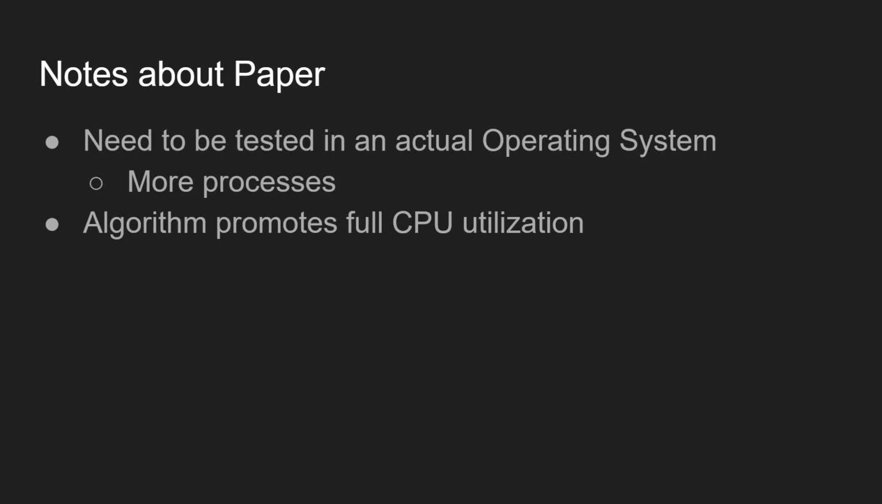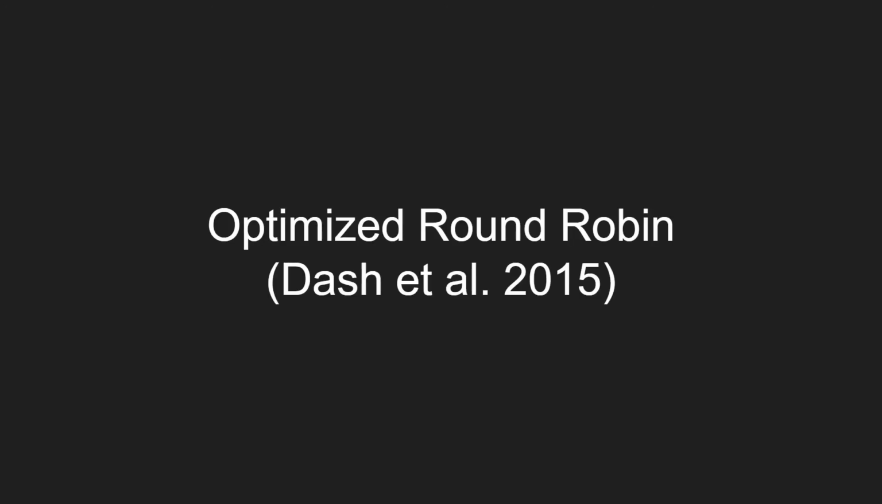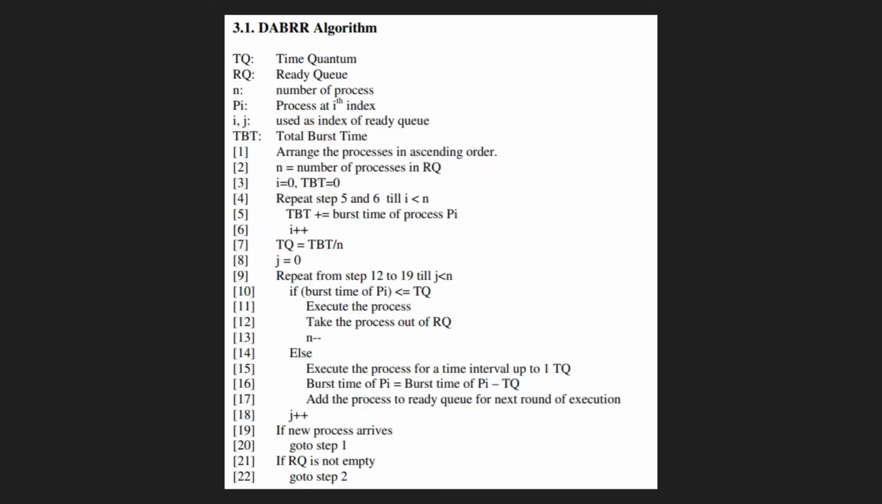The algorithm again does promote full CPU utilization. That is, the CPU is always working. Okay, we're going to do optimized round robin next as well. This is the third paper in my survey. We'll just jump right into the algorithm here.